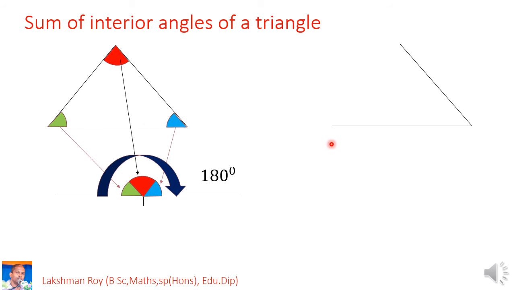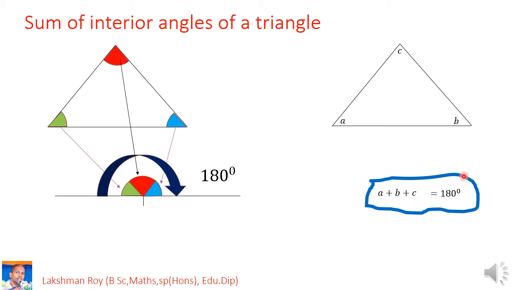Right, this is my triangle. See, student, this is my triangle, right? Now I mark this angle as simple A, then this angle simple B, and this angle simple C. Now what I'm going to do, I am going to take the sum. What is sum? A angle plus B angle plus C angle. So this is the sum, addition. So that should be equal to 180 degree, right? So as you can see, this is the interior sum of a triangle, right?